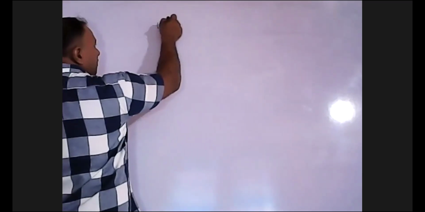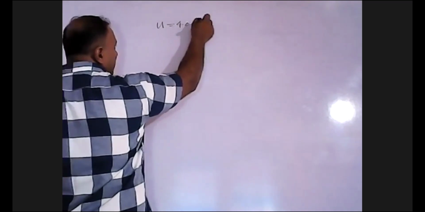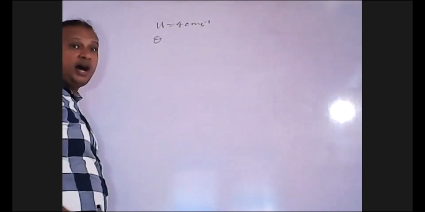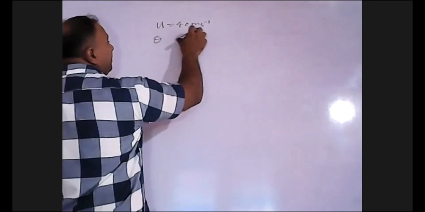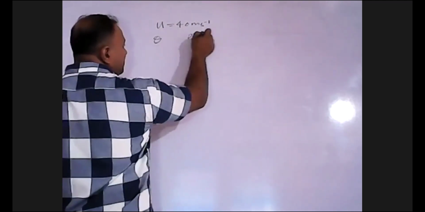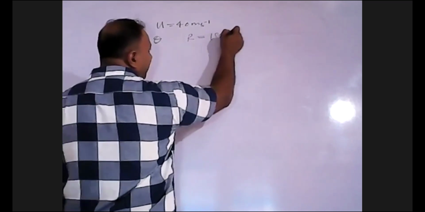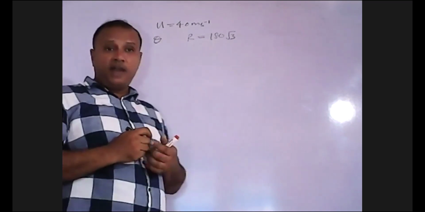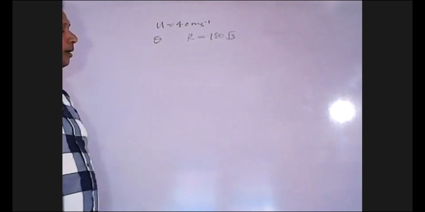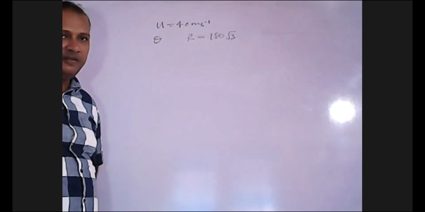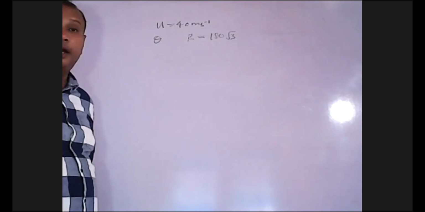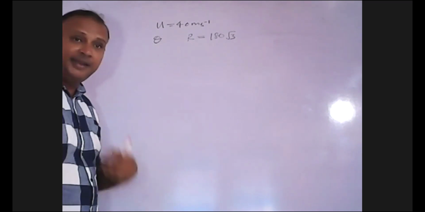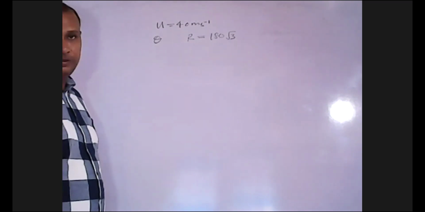Therefore, u is equal to 40 meters per second. You don't know the value of theta, you are asked to find that one. And the horizontal range is equal to 180 root 3. You have to find that using the previous derivations. Actually, you have to derive the equations and then you can apply the values.